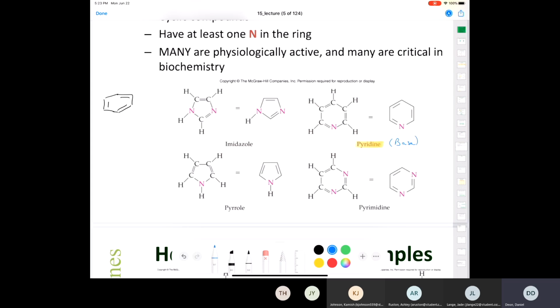And if you've ever looked at the structures of nucleotides or nucleosides or DNA, you've probably seen some of these other bases before, like imidazole and pyrrole and pyrimidine.